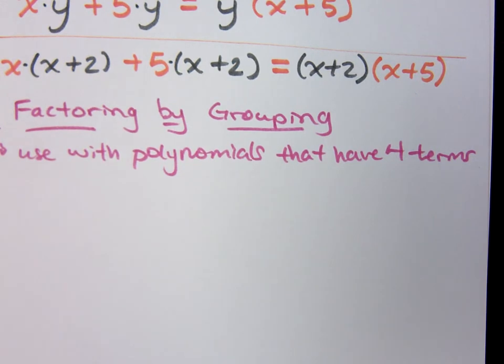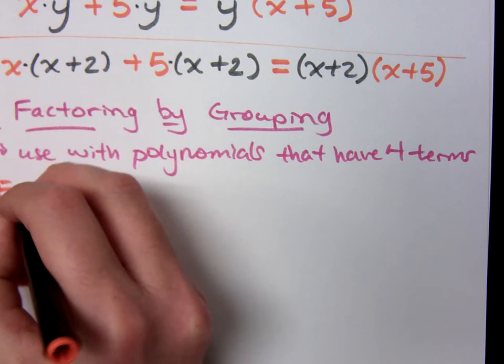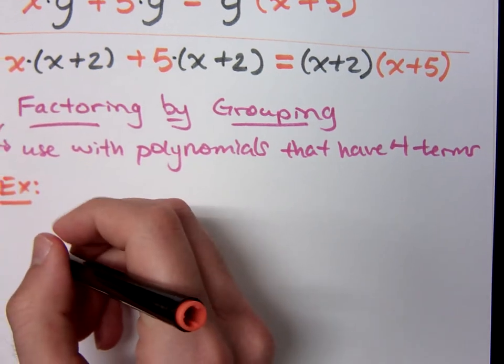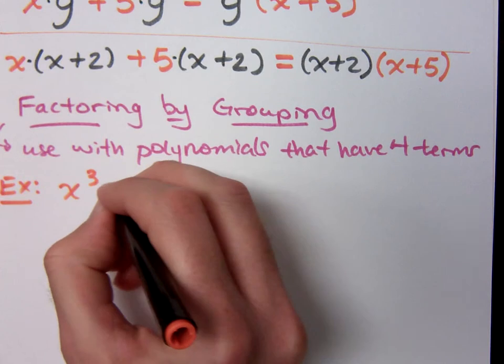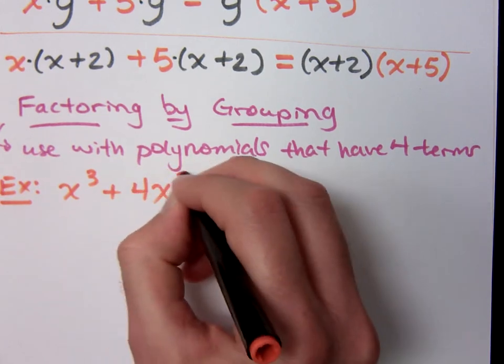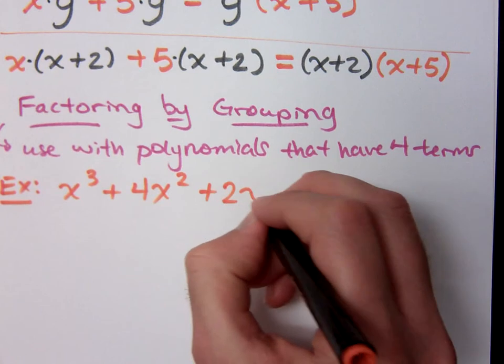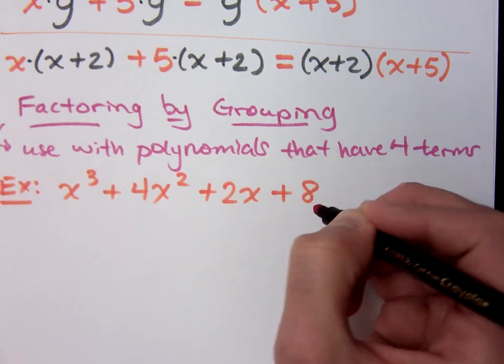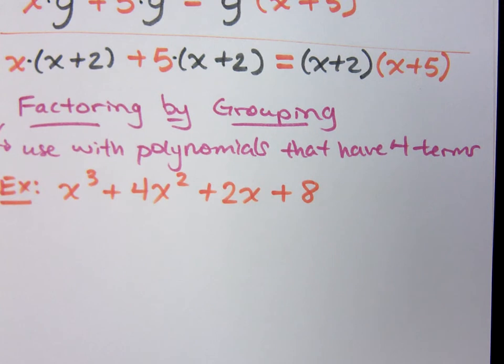Let me give you an example of this. If I were to write this, x to the third plus 4x squared plus 2x plus 8. Just the way this problem stands, is there a common factor? What can you take out of all four of these terms? You can't, right? There's nothing that's common to everybody.